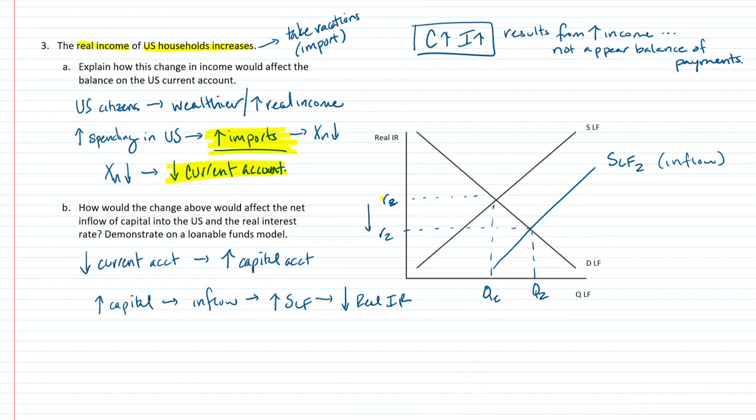And we can see the decrease in the real interest rate down to R2, caused by this rightward shift of the supply of loanable funds, right? More dollars coming into American assets means that American businesses don't have to pay as much to get the money in return for those assets. So American households get rich, American households buy more imports, and that leads to a negative current account, which will result in a return of a positive capital account.